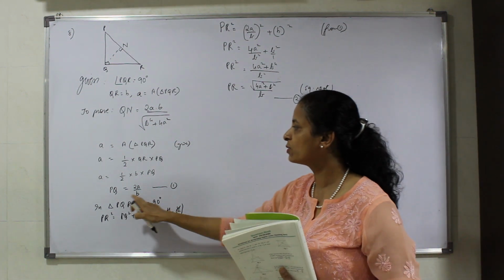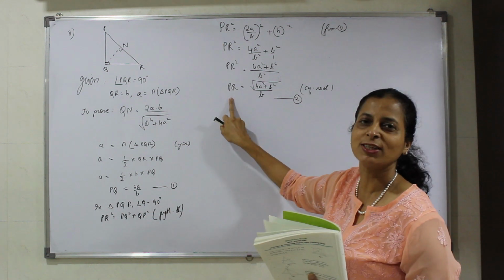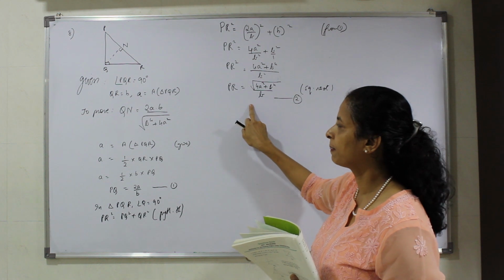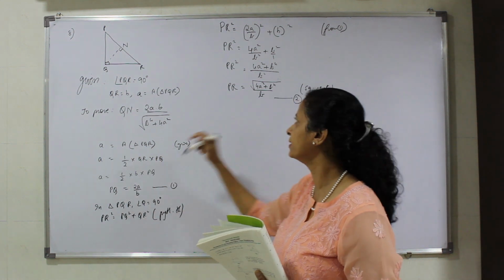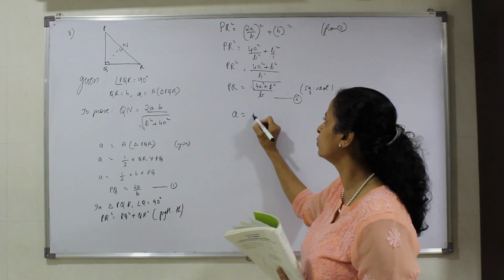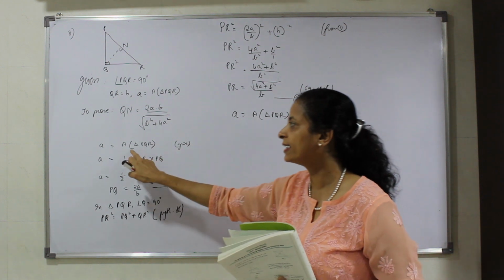So after we got this equation number 1, we went to Pythagoras. Substituted, we came to an answer of PR being this. What if I go back again to the area? I start from what I've started. I rewrite that as A is equal to area of triangle PQR, the way I started it here.